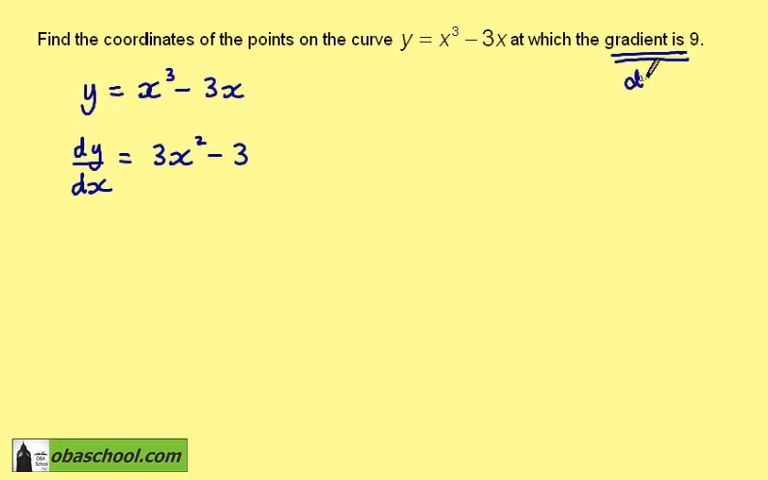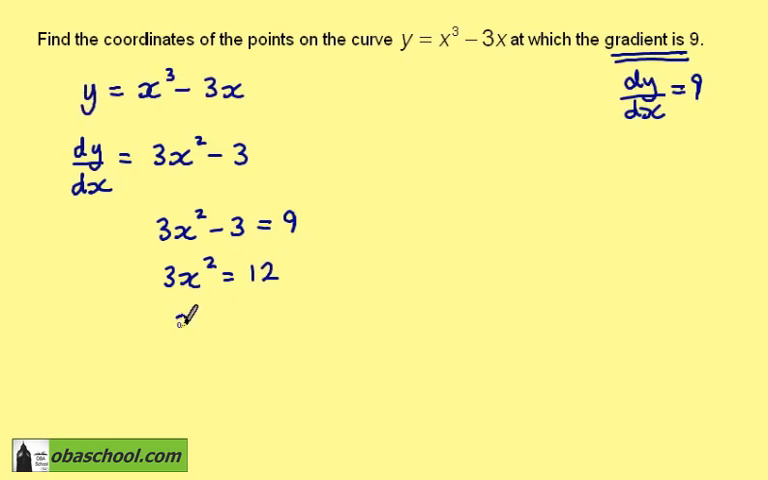We're told that the gradient is 9, and this means that dy dx must be equal to 9. Here dy dx is 3x squared minus 3, so 3x squared minus 3 must be equal to 9. Therefore 3x squared is equal to 12, and dividing both sides by 3 gives x squared is 4. So x could be plus or minus 2.